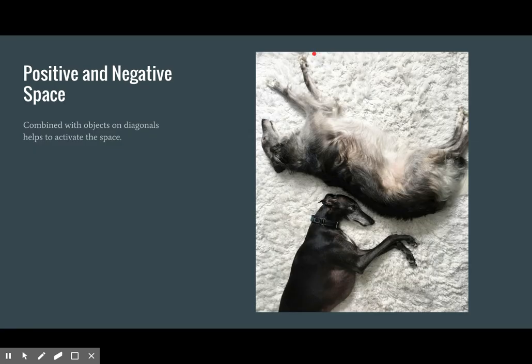Even in this picture, though it's just a rug on the ground and the subjects are these two dogs, we have these interesting shapes that are created over here between the objects, between the dogs. It kind of activates the space. If you have an object just floating in the middle of nothingness, that's kind of considered leftover space. But when you cut up that background into interesting shapes, it's called activated space.